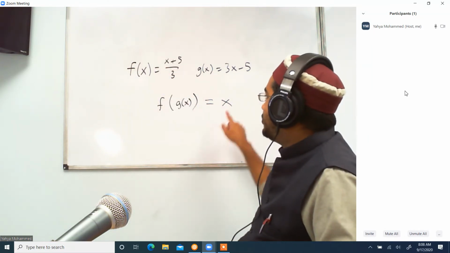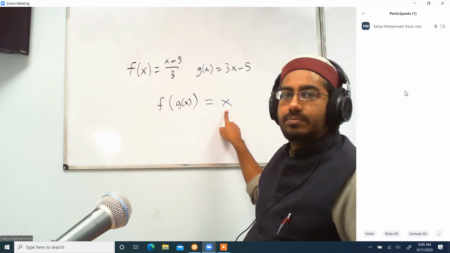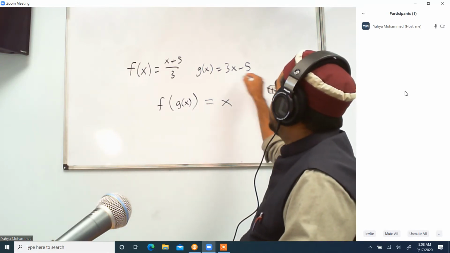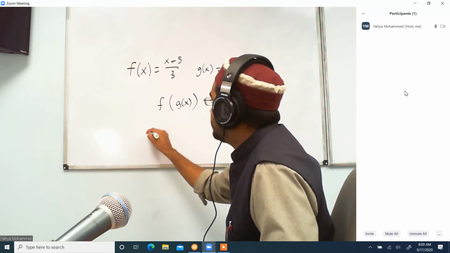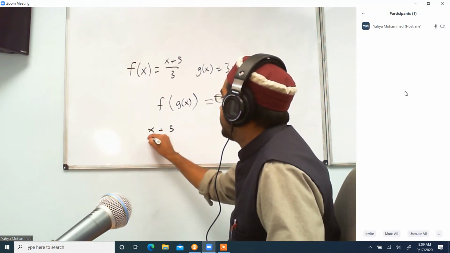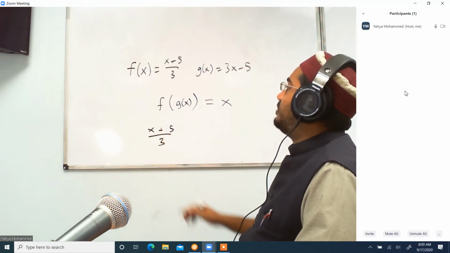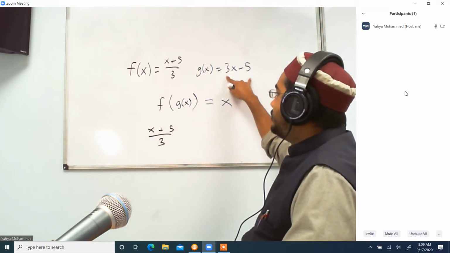Okay? And I should get x when I simplify it out. So let's try that. I'm going to take this and put it in there, right? So I have x plus... So remember, f of x is (x plus 5) over 3, but in place of x, I'm going to put in all of g of x.